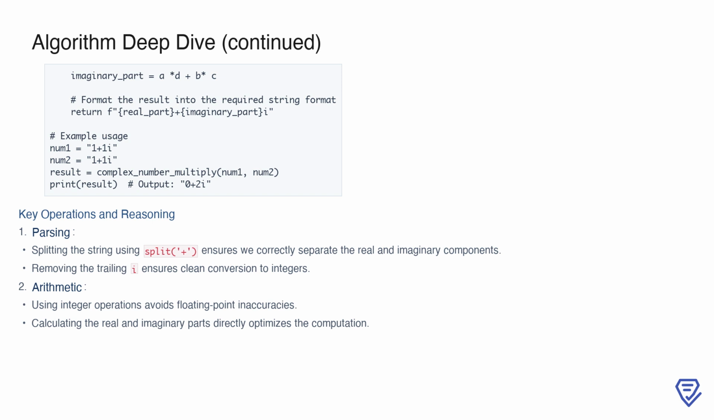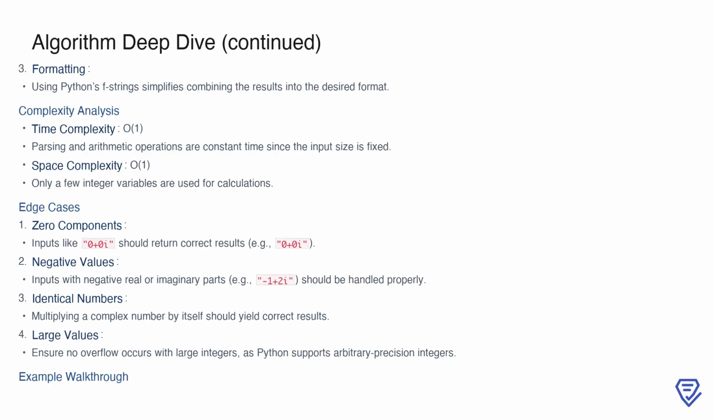Parsing ensures we isolate the components accurately, while using integer arithmetic guarantees precise results. Additionally, formatting the final string is straightforward and ensures adherence to the expected output structure. When formatting the result, Python's f-strings make it easy to combine the real and imaginary parts into the desired output format. Now let's analyze the algorithm's complexity.